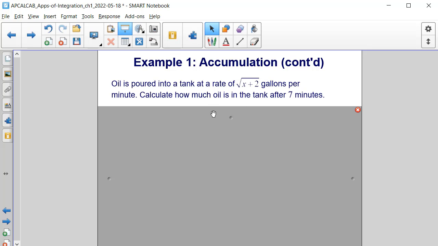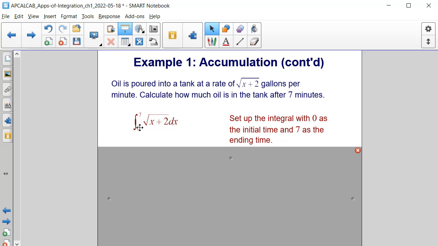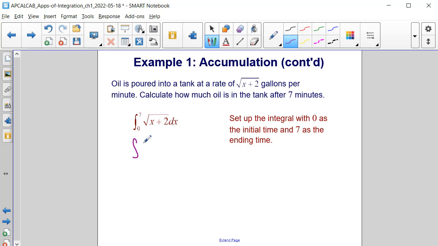So we're going to begin by setting up the integral, and it's our time, it says after 7 minutes. So the time period is going to be between 0 and 7 minutes. So those are going to be our lower and upper bounds for integration. So we have the integral from 0 to 7 of the square root of the quantity x plus 2 dx. Now, before we get started on integration, let's actually rewrite this to make it a little bit easier.